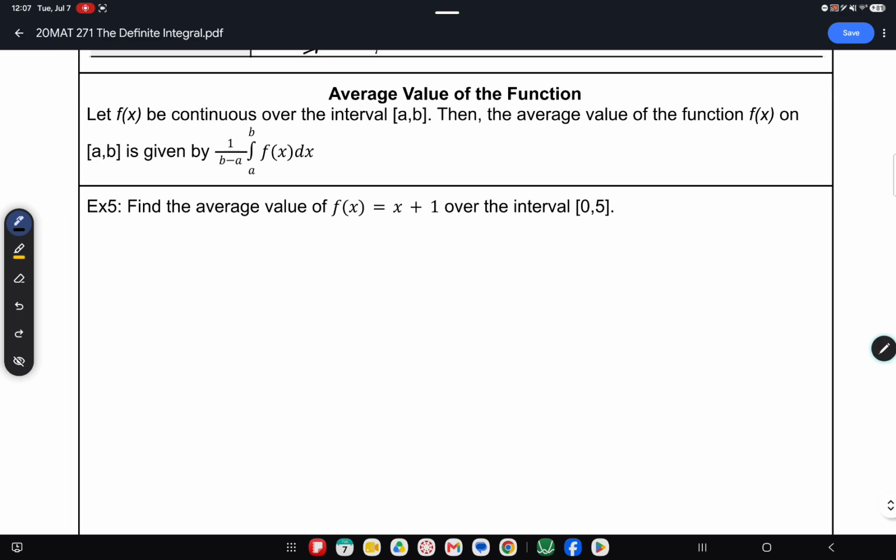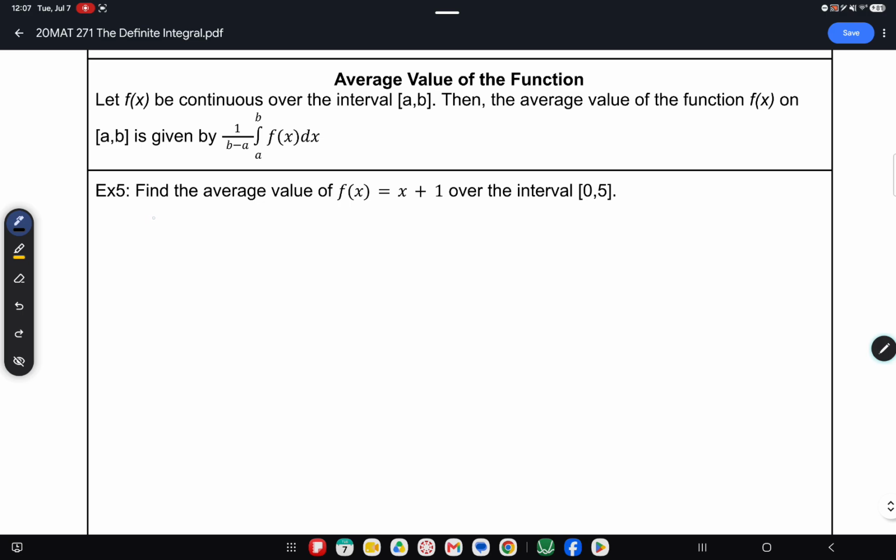So we can do a couple things. I'm going to try and draw it, see what we can do from there. We're going from 0 to 5. So 1, 2, 3, 4, 5. We're starting at 1, and then we have a slope of 1. So 1, 2, 3, 4, 5, 6. And we're just going up 1 over 1 each time. It's a linear function.